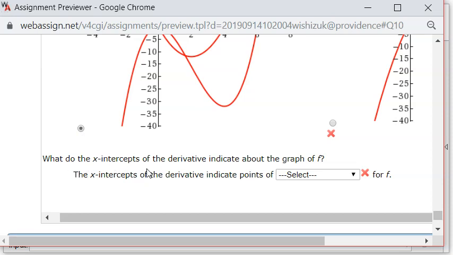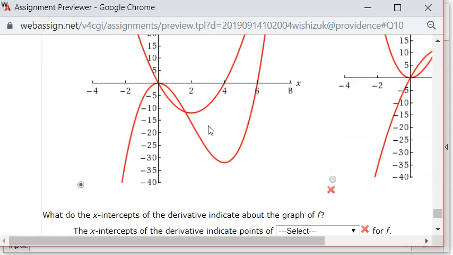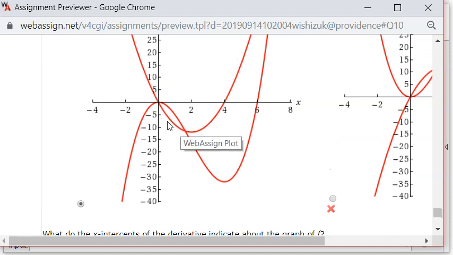What do the x-intercepts of the derivative indicate about the graph of f? All right, so let's look at the picture. The x-intercepts of the derivative would be at 0 and 4. As you can see at 0 and 4, the original function f has a horizontal tangent line here, and here, another horizontal tangent line. Since the derivative is 0, that means the slope of the tangent line is 0.